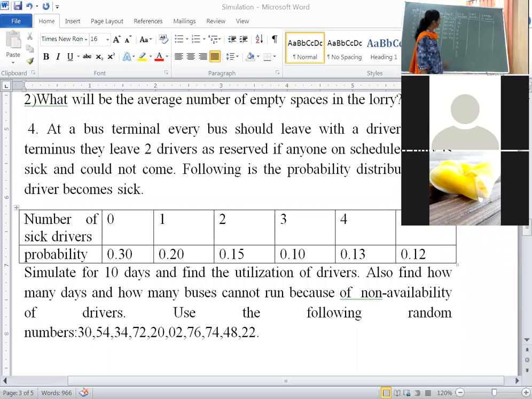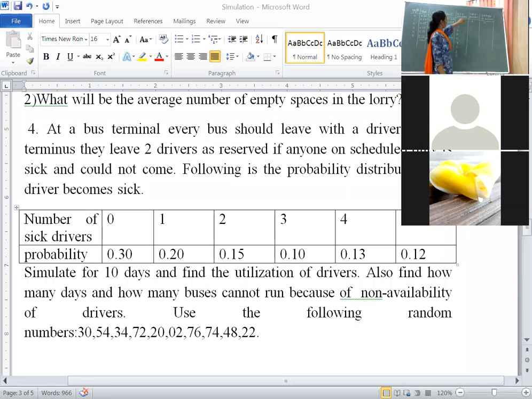Okay, here, number of sick drivers, expected demand, number of sick drivers is 1. That means out of 2 reserved drivers, we can take 1. That means there is no shortage. Again I am repeating, at the terminus they kept two drivers, but here how many drivers are sick?